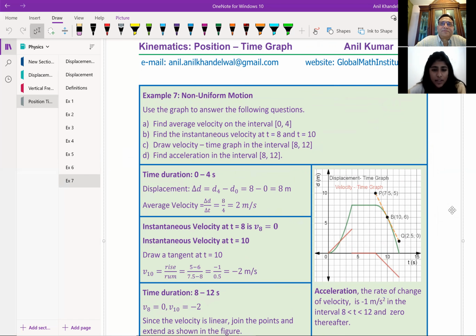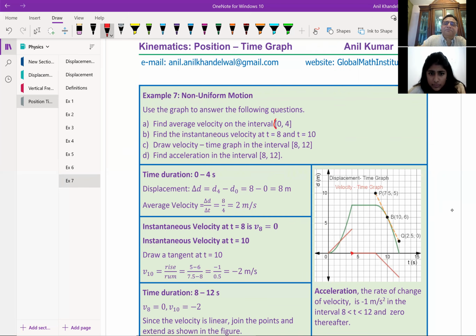Use the graph to answer the following questions. A, find the average velocity on the interval 0 to 4, both included? Or is that just brackets? Yeah, 0 to 4 is the interval. Okay, but yeah, we will say not including.